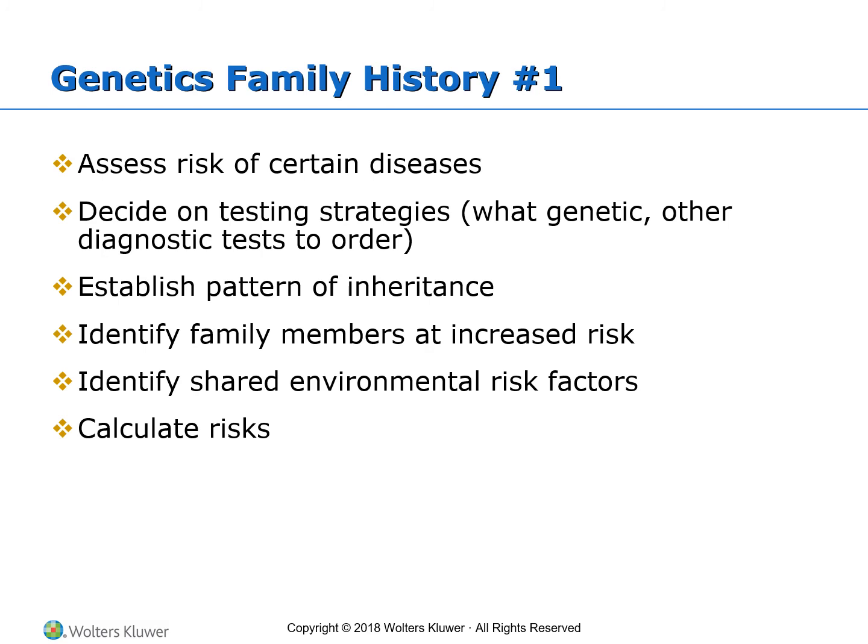You can identify family members that would be at an increased risk, but you cannot contact those family members and say, hey, I did genetic testing on your sister and she's a carrier for, I don't know, cystic fibrosis, so you might want to get tested. Can't do that. That breaks confidentiality and HIPAA. You can look at shared environmental risk factors because, again, that can put someone at a greater risk for a genetic mutation. Okay.